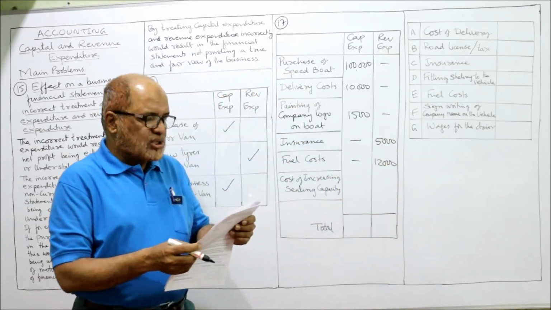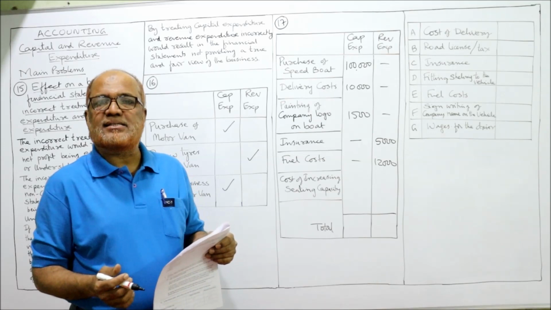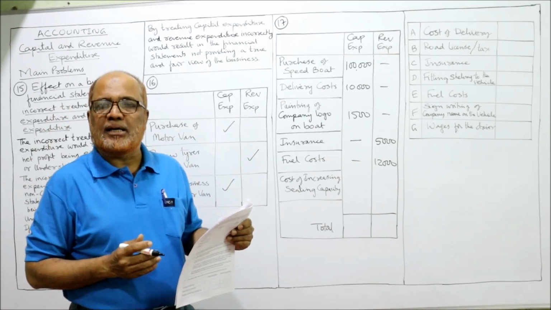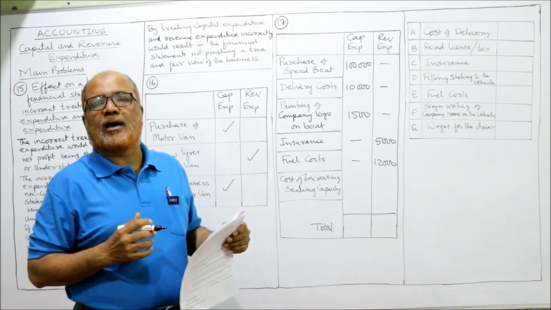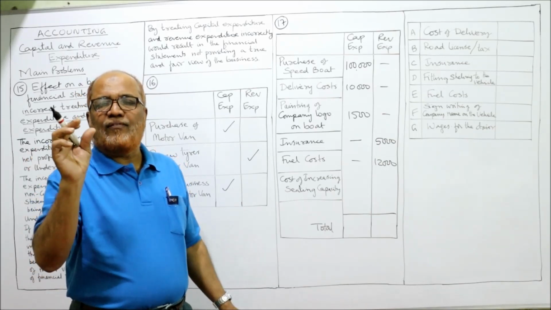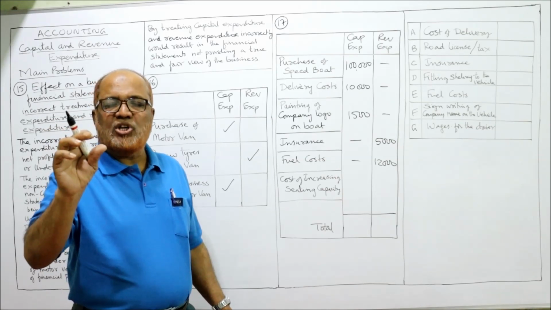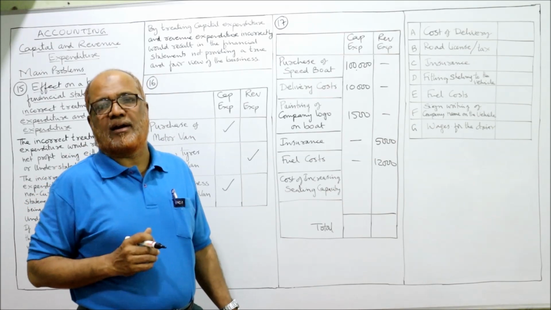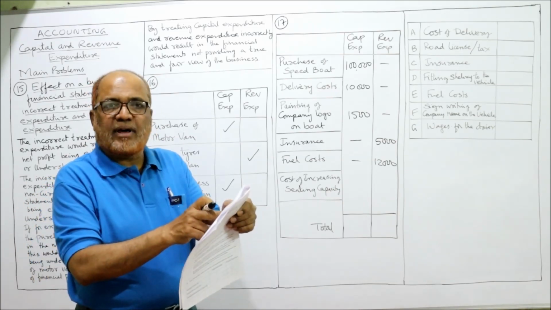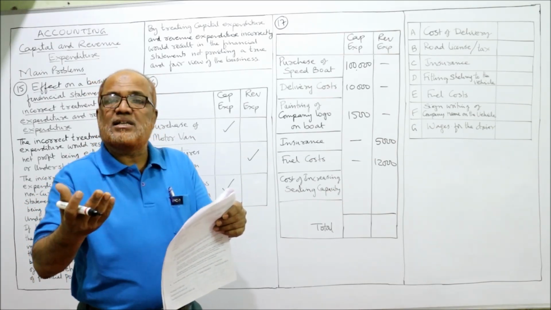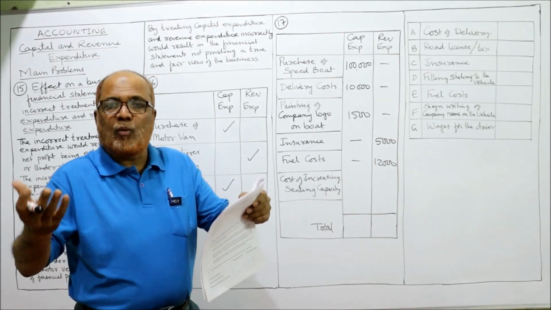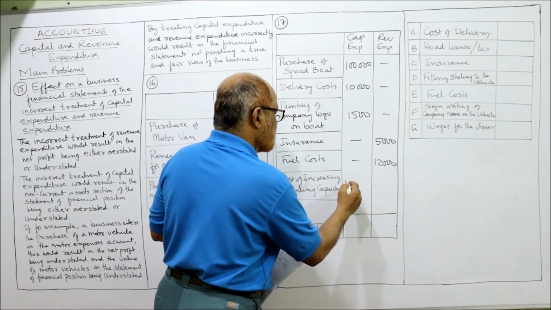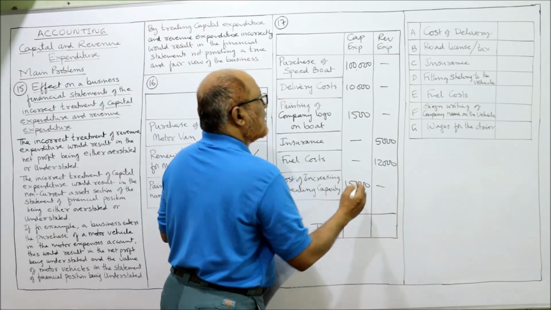Now, next item is cost of increasing seating capacity. Increasing seating capacity means making improvement in the non-current asset or upgrading the non-current asset. The meaning of capital expenditure is any expenditure incurred in acquiring a non-current asset or upgrading the non-current asset. So here this is upgrading. Cost of increasing seating capacity means upgrading, improvement. So it's a capital expenditure. 15,000 capital expenditure. That's all.